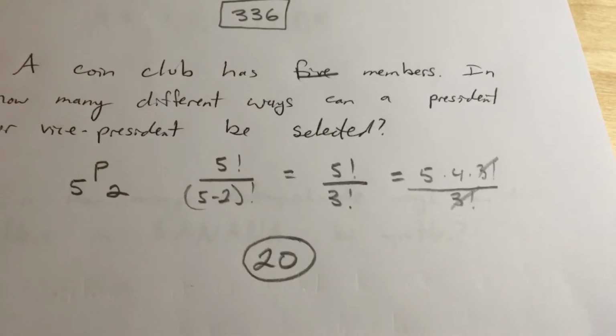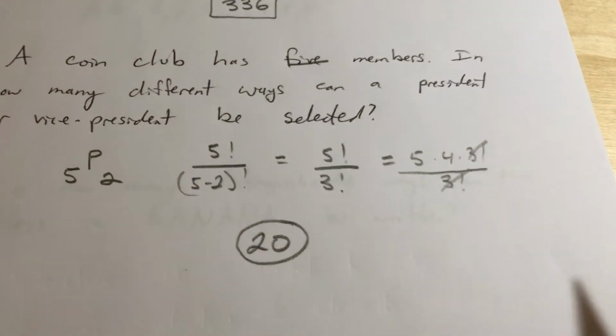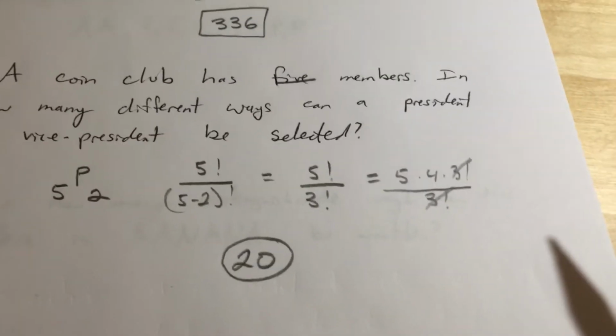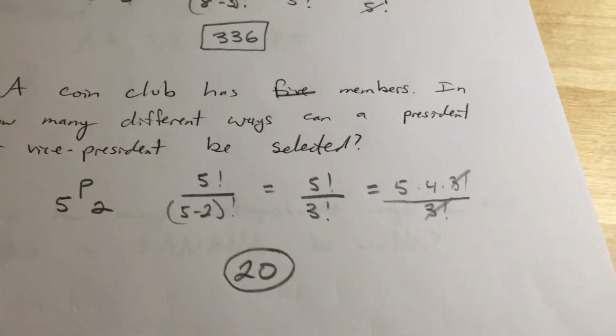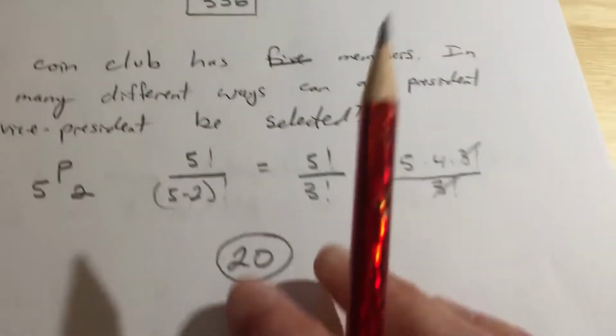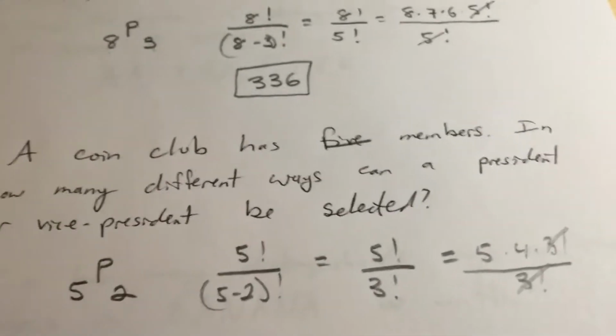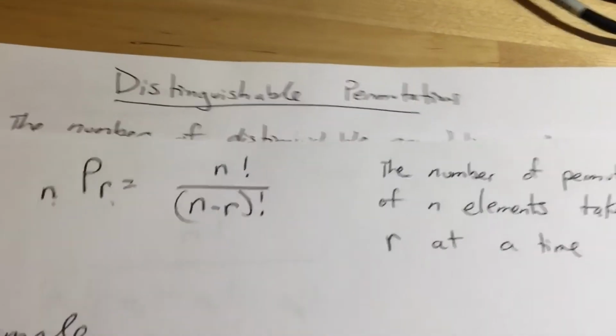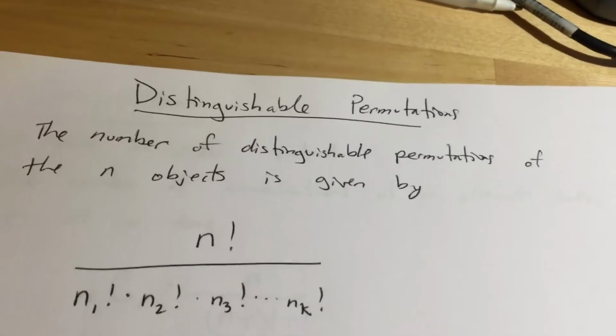Now, when I select a president or a vice president, right, I might have person A be president and then person B be vice president, which then means person B could be president and person A can be vice president. So what we want to know is, are there any distinguishable permutations? So things that are not going to repeat, right?